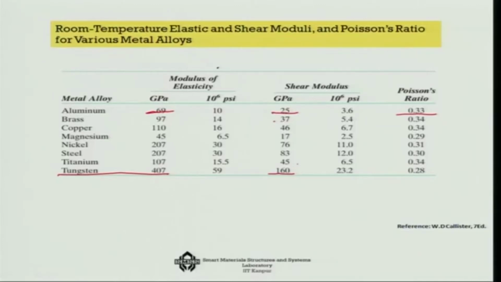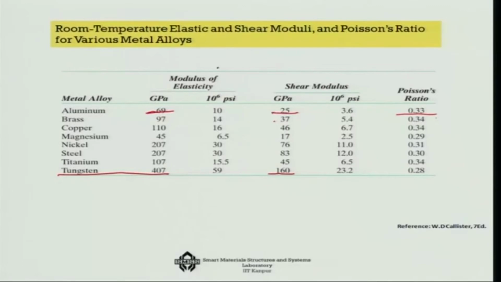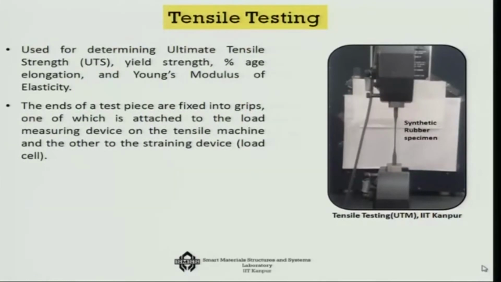What does it mean? It means that you can shear the material or twist the material, deform the material in the shearing mode much more easily than elongating or compressing the material. And the Poisson ratio you can see is not really varying; it is more or less around 0.3 for most of the metals. So, this is just for a comparison of these properties in various metals. Now, how do we measure this property?